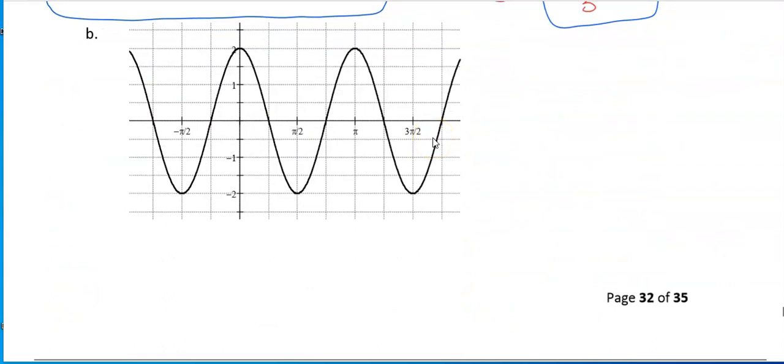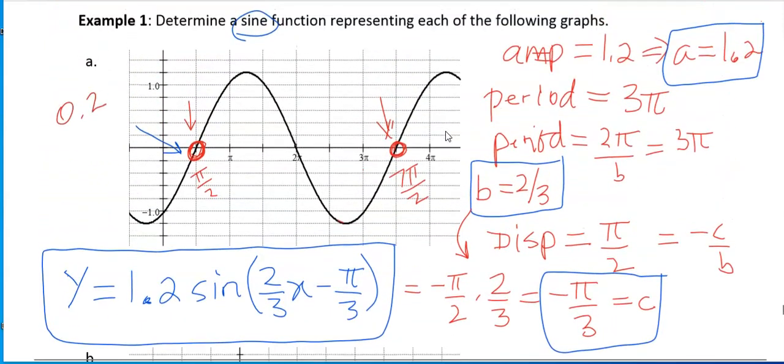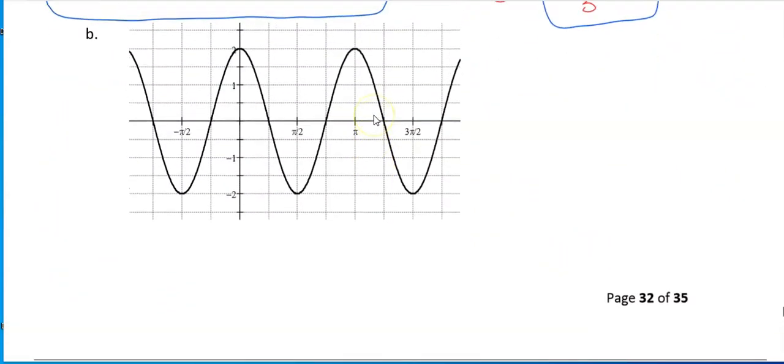Okay, there's another function right there. Now, I tell you what, I'm going to leave B for you to try. The solution for B is posted on D2L. So you look that one up. And notice now, it's still part of example number 1, so they still want you to get it as a sine function. So you try that one.